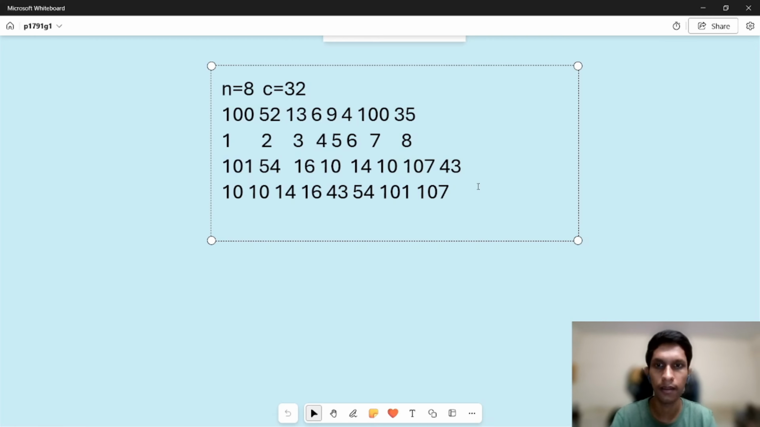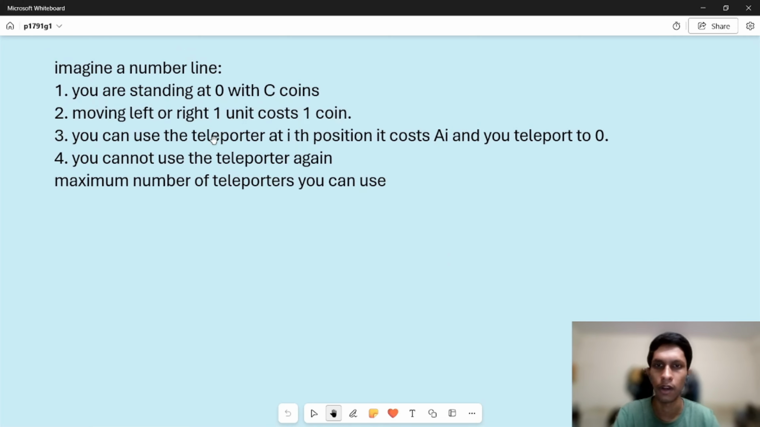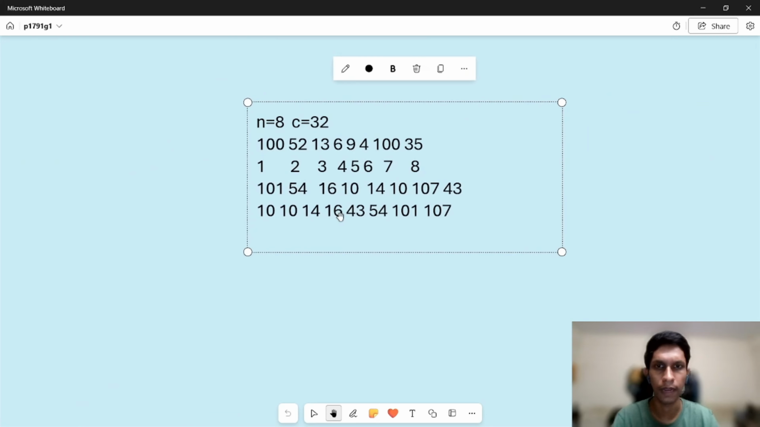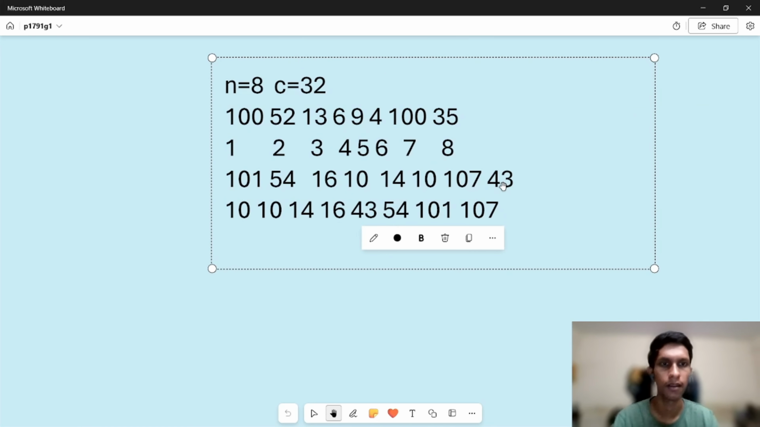And this is the cost for using each door after the indexing, since it was mentioned in the question that the door at the ith position costs a_i coins. That's what we have calculated in the second line. And after calculating the cost for each door, we are going to sort that calculation. It will be easier. After that, since it is sorted in ascending order, we'll use the first door. It will cost us 10 coins, and we'll be left with 22 coins.